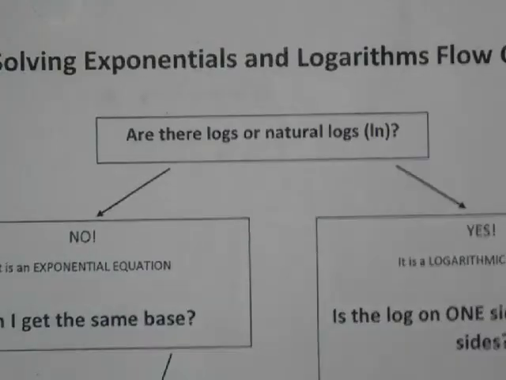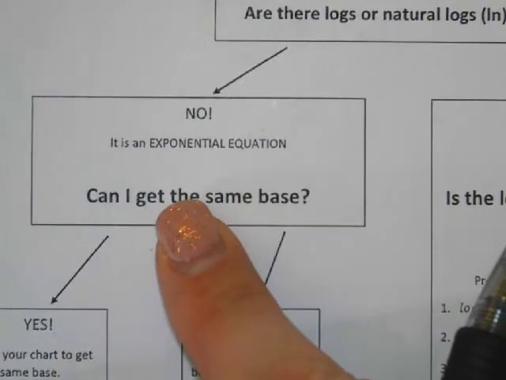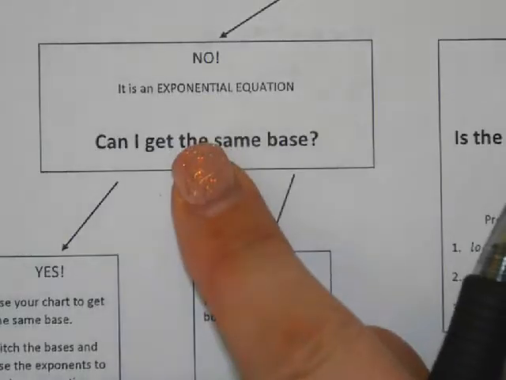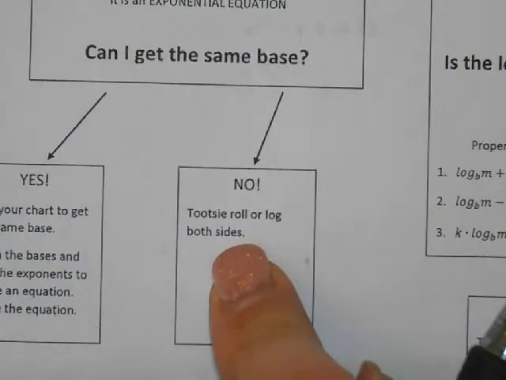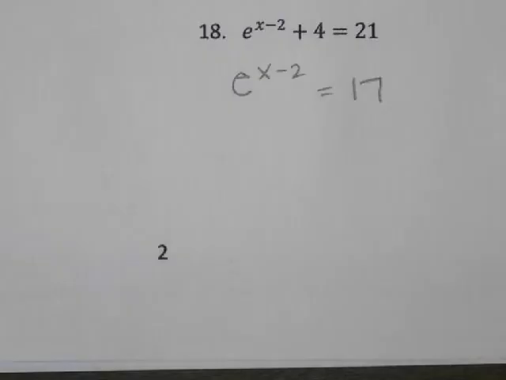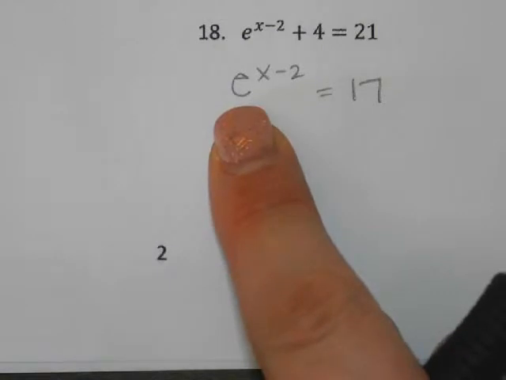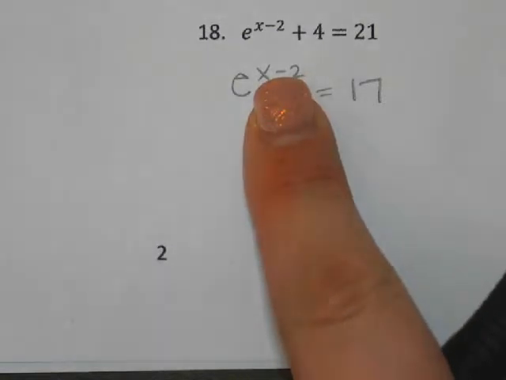So if we look at the chart, there are no logs in the problem, so this is an exponential problem. I cannot get the same base. One side has an E, the other side has a 17. So that means I need to Tootsie Roll or I need to log both sides. So I can think about this as exponential form is not helping me, so I'm going to convert it into log form. Or you can think of it as I need to undo the base of the exponent to get the exponent where I can get to it, I guess.